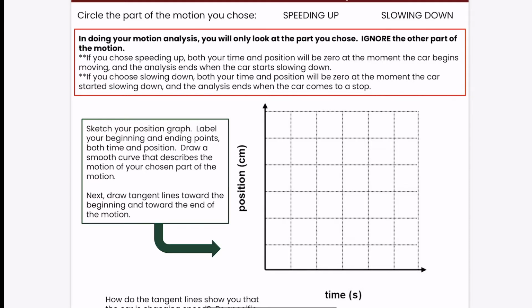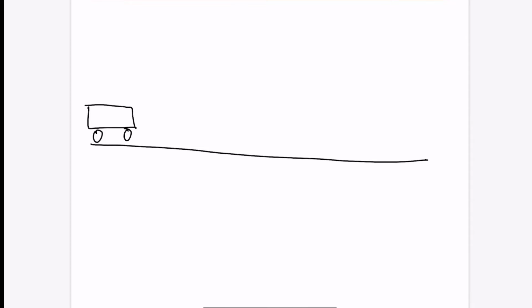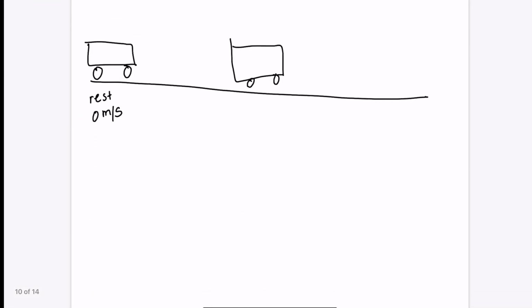And so what we have here is that we're going to circle the part of the motion you chose. If you remember from the last slide, we had the car at the beginning position, okay? This is when the car is still at rest, so it's going at 0 meters per second. Then when the car is in the middle, it's the same car, but this is the maximum speed, so it's the fastest it's going. And then the car comes to a stop, so it's at 0 meters per second.